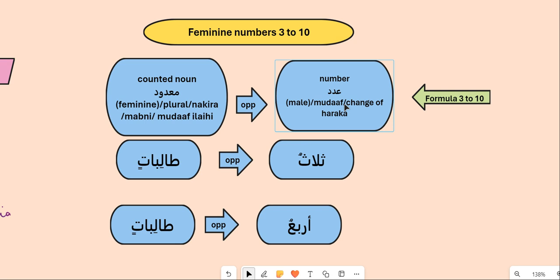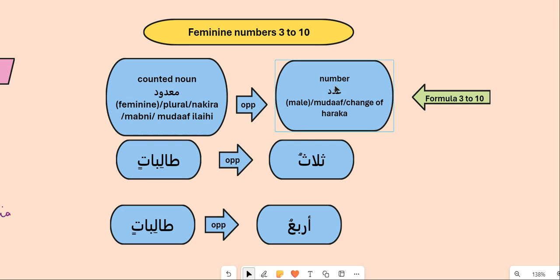So now, what are the rules for the counted nouns, the madud? It will be feminine since we are doing the feminine numbers in this lesson number 20. It will be plural, it will be nakira, it will be majroor, and it will be called mudaf ilayh. It will follow the structure of idafa. The number and the counted nouns will be in the structure of idafa.